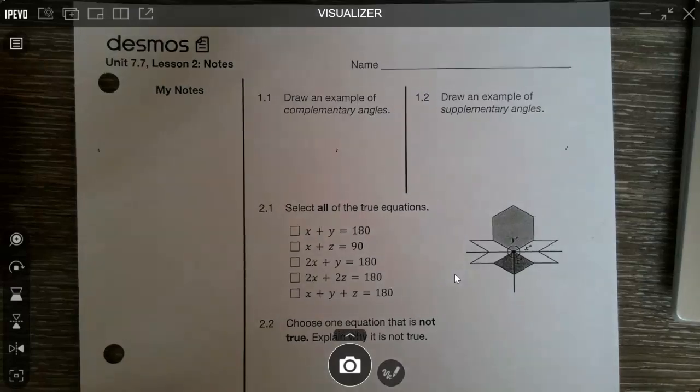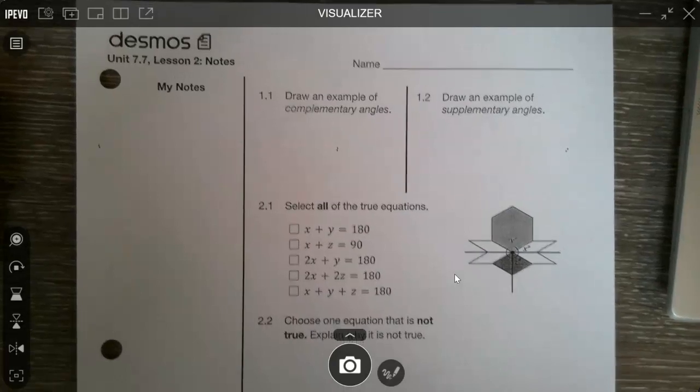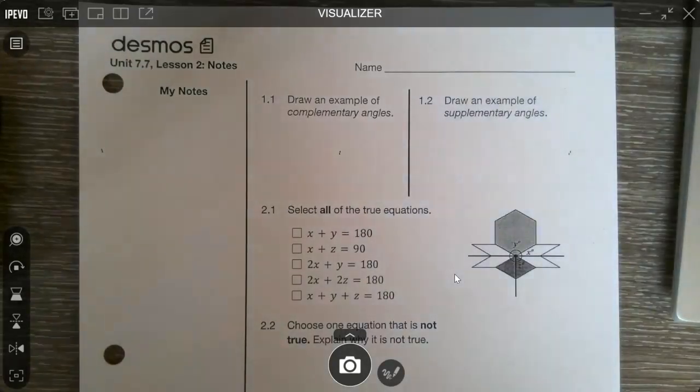All right, squad, so you should have one of these sheets in front of you, okay? If you don't, ask the guest teacher for one. Okay, we're going to go through together how to do our notes for today. You should write down everything that I do, okay?